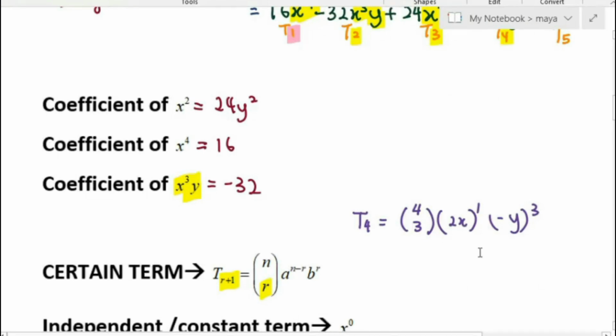You don't need to expand every term. So when the question asks you to find a certain term, we can directly use the formula. So you must know what is your r plus 1 and what's your r.